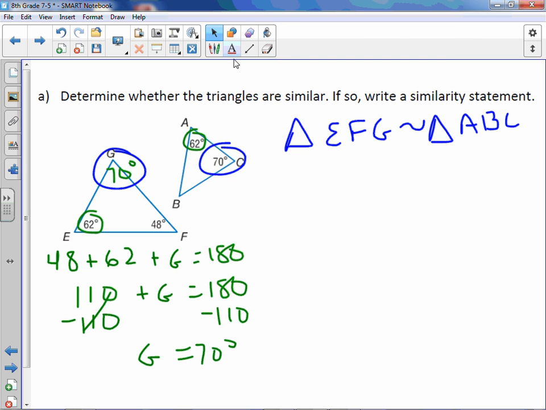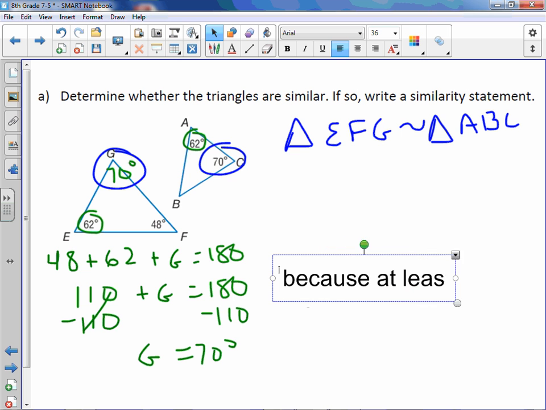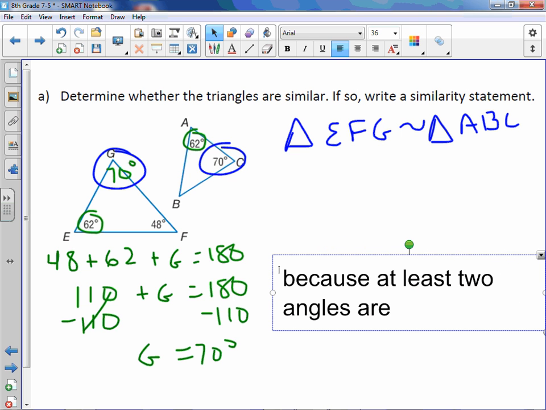And our reasoning behind here is because at least two angles are congruent. We'll say at least two corresponding angles.